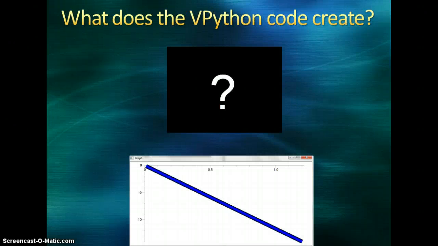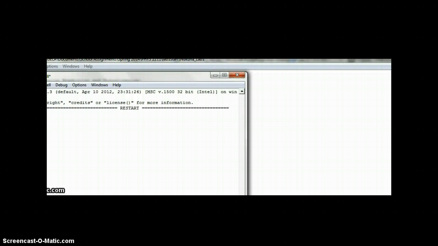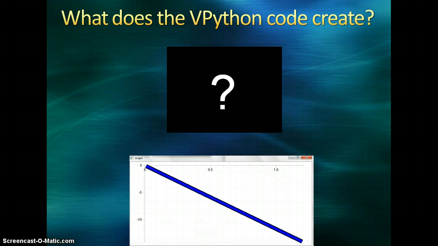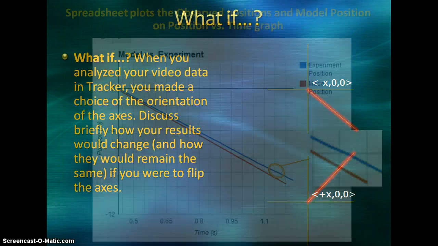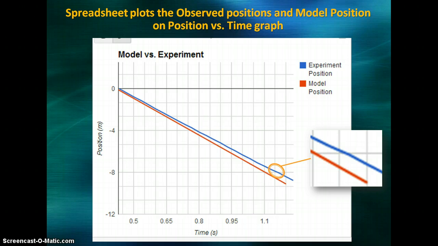So what does the VPython code create? As I said before, it creates a model of the experiment that I did. Here, let's look at it now. So it moves from the origin and left in the negative x direction. The spreadsheet plots the observed positions and the model position on a position versus time graph. So here you can see that my experiment line in blue is over the model line.